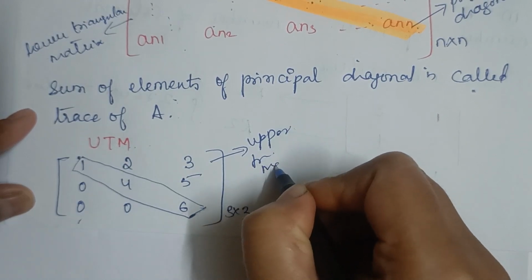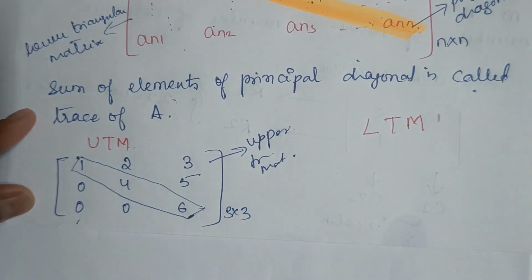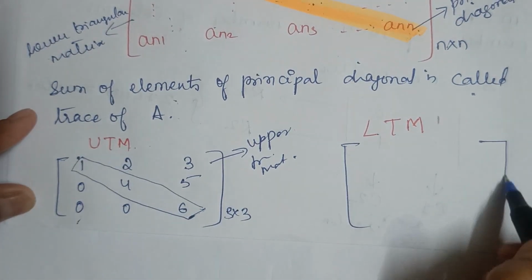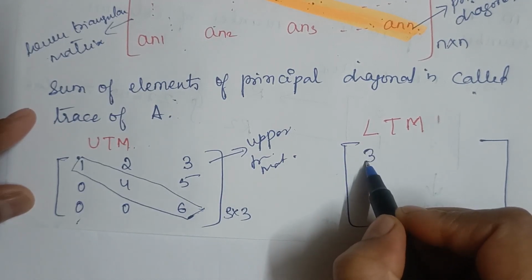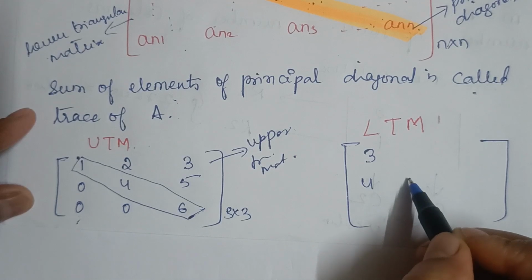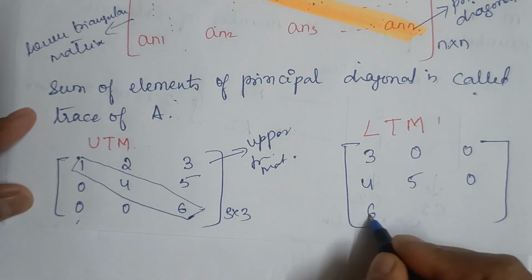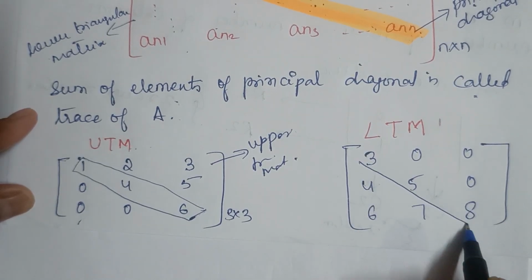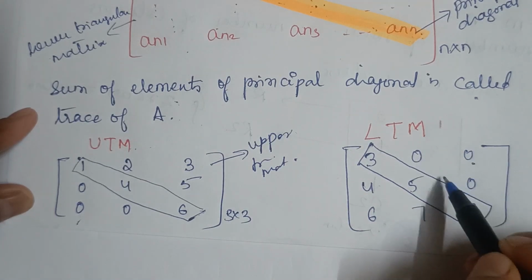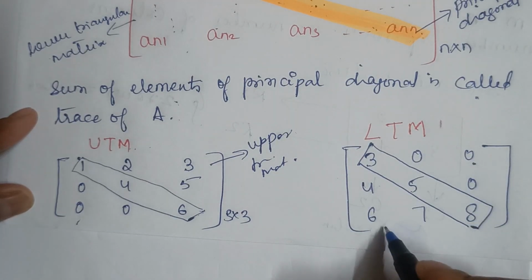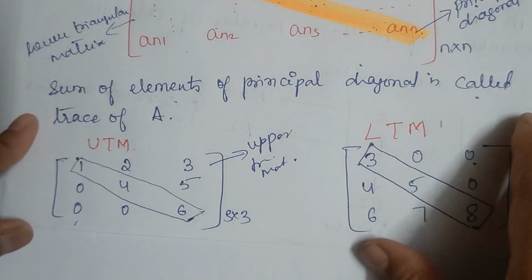Now for the lower triangular matrix, we have an example like 3, 0 0, 4 5, 6 7 8. This is our principal diagonal, and above the principal diagonal we have all zero elements, and below that we have non-zero elements. So this is called a lower triangular matrix. I hope you understood this much.